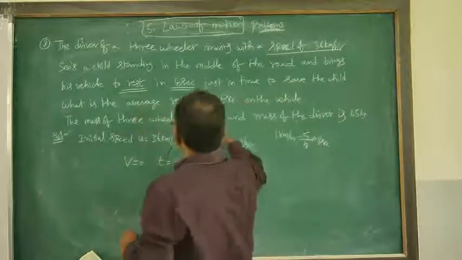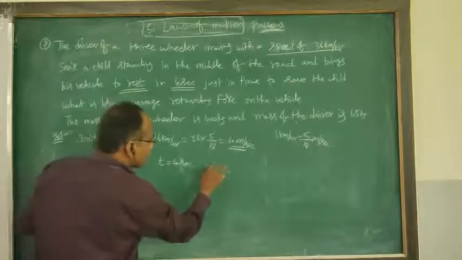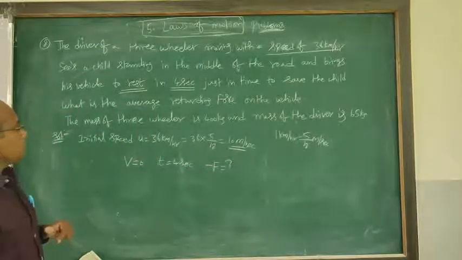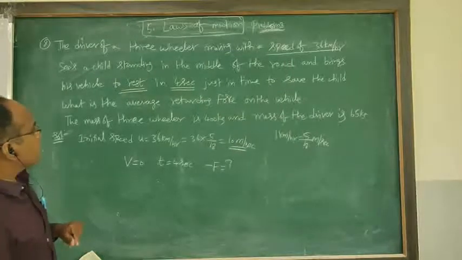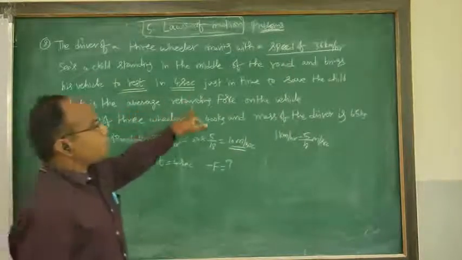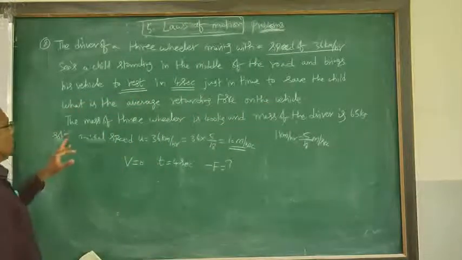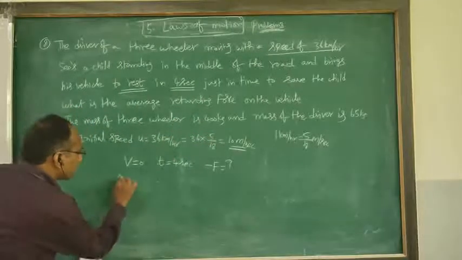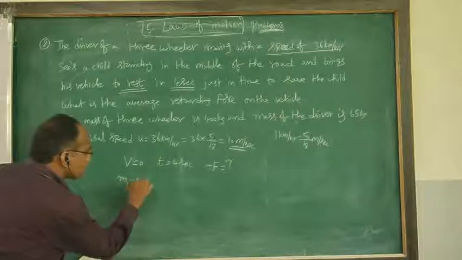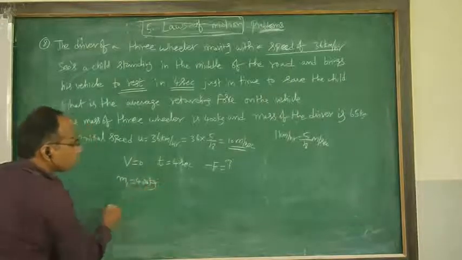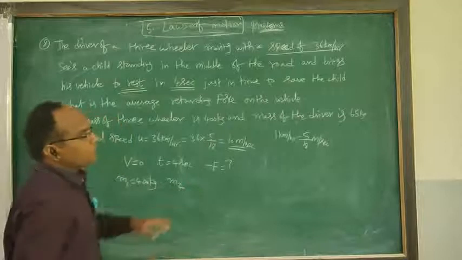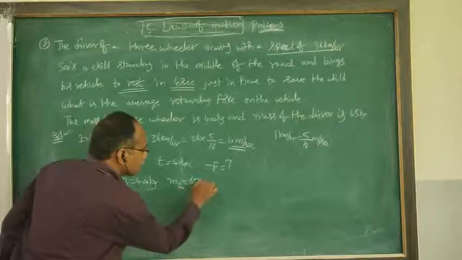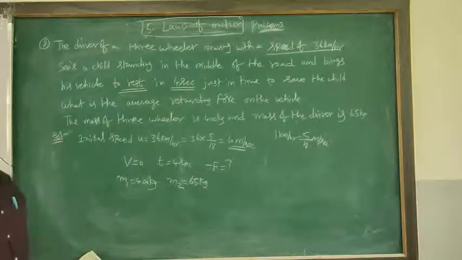What is the average retarding force? Average retarding force means minus F is equal to question mark. Next, what is given still? Average retarding force on the vehicle. Next, the mass of the three-wheeler. So mass of the three-wheeler, m1, is 400 kg and the mass of the driver is 65 kg. So m2 is equal to 65 kg.